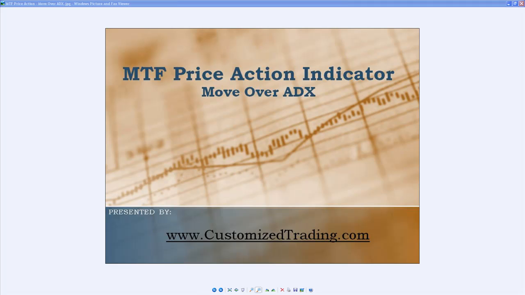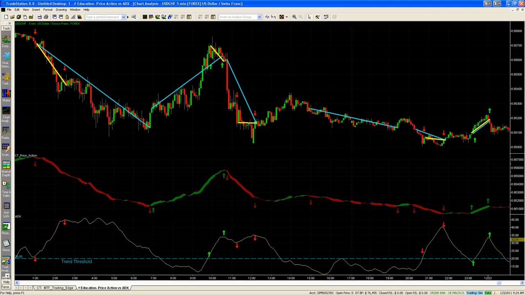Welcome to our webinar on the multiple time frame price action indicator. Move over ADX. The reason why we think it's time for ADX to be trashed and forgotten about is that price action is so far superior. It doesn't have the lag, it's much more accurate, it has much more information, and ADX just is not an effective indicator. So we want to show you why the price action indicator is such a superior item.